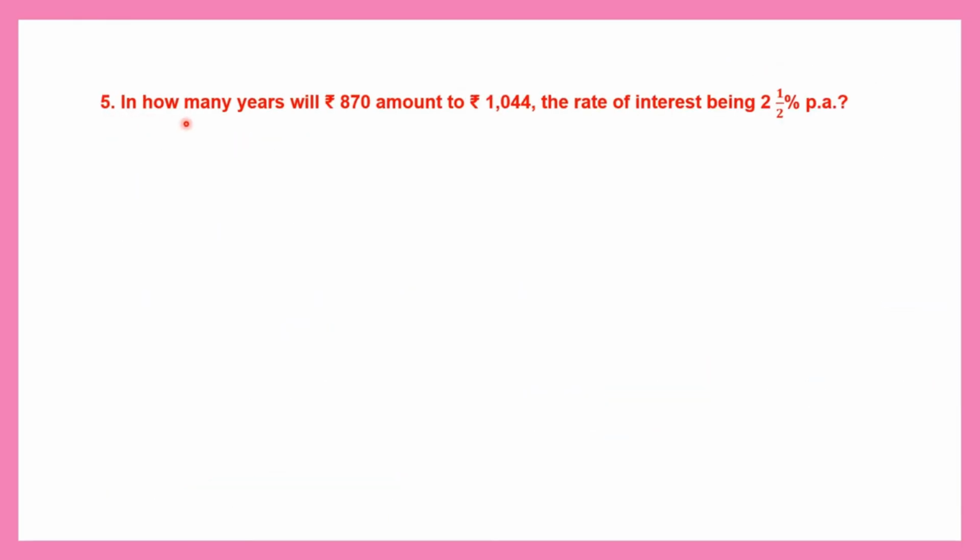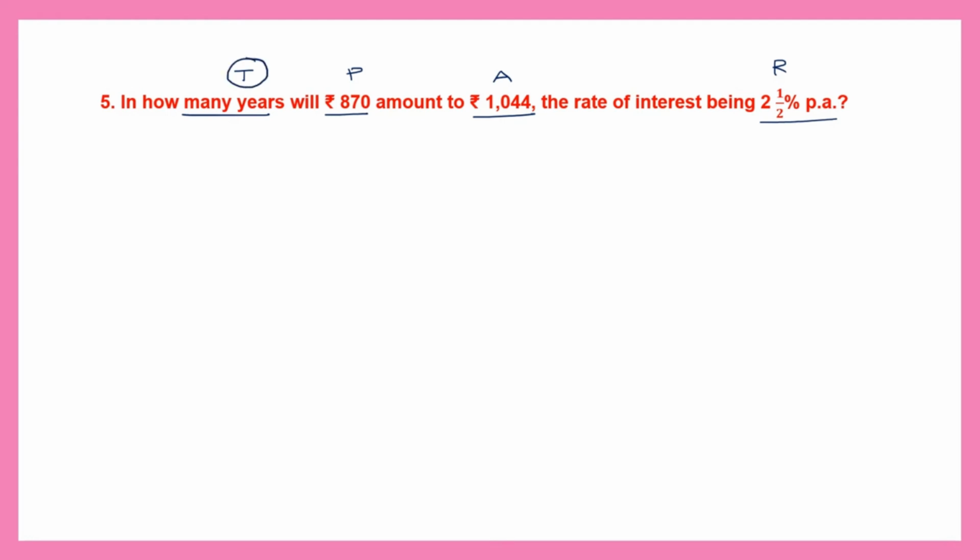Question 5. In how many years will 870 rupees amount to 1044 rupees, the rate of interest being 2.5% per annum? So what are we asked to find? In how many years means we are asked to find the time. And what has been given to us? This is the principal that's been given to us, and that has changed to the amount, and we are also being given the rate of interest per annum.